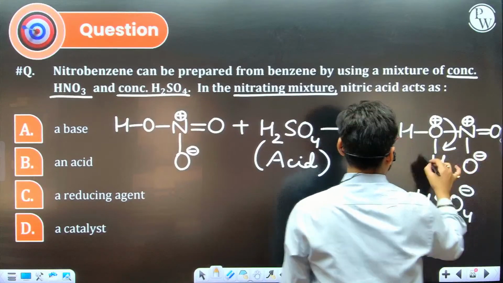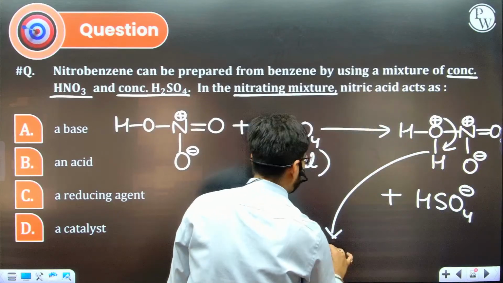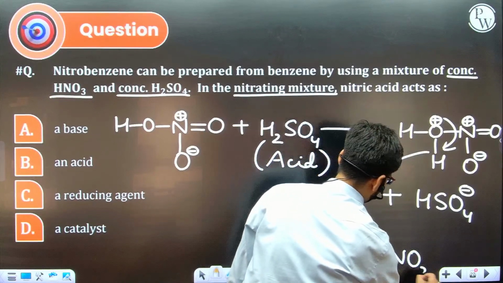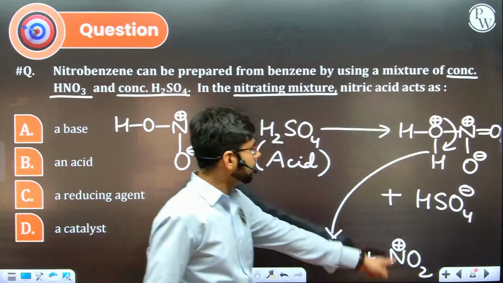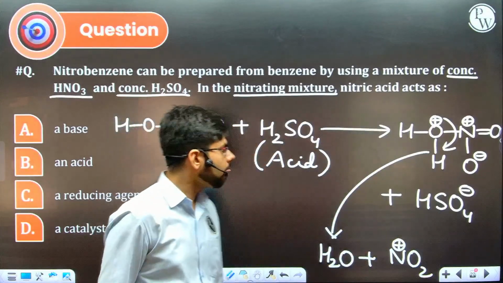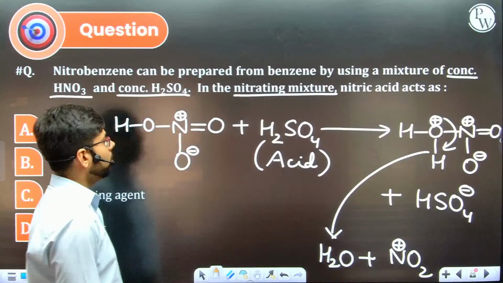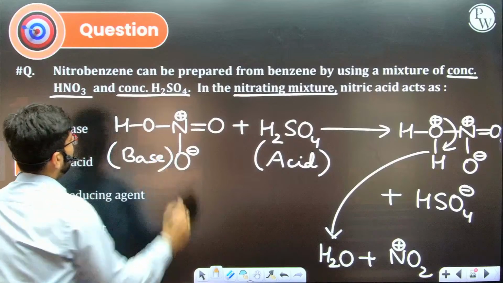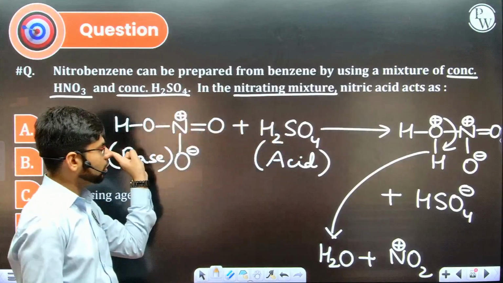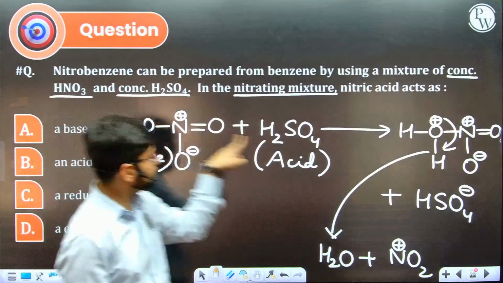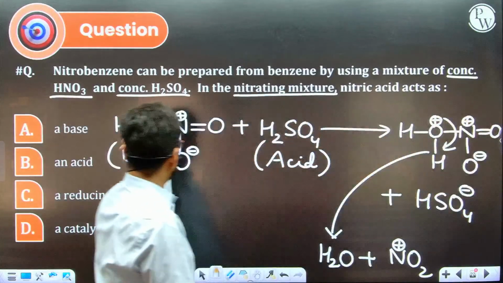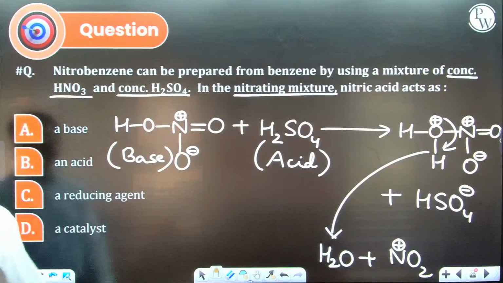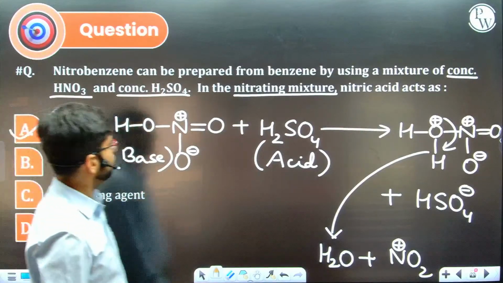This leaves, and I get the nitronium ion. This is how NO2 plus is generated. So clearly you can see that this is acting as a base. Why? Because it's accepting H plus from H2SO4. When this oxygen gets protonated, then only we get this, right? So nitric acid is acting as a base and H2SO4 is acting as an acid. So A is the correct answer.